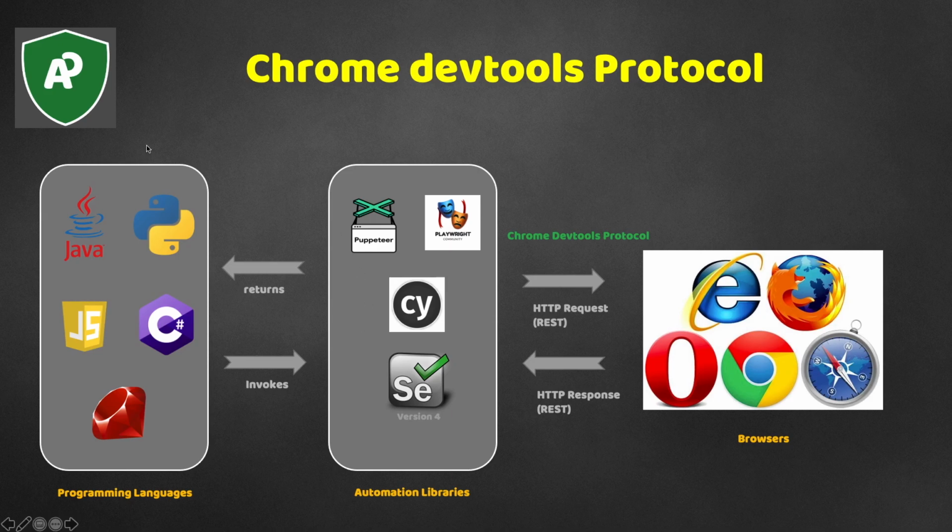As you can see, the programming language, whatever automation scripts you have given, reaches the automation libraries, and from there it sends HTTP requests directly to the Chrome browser or any of the browsers, and then they respond back, which can be dealt with in a way that we need. So these are the major differences that one can see with the Chrome DevTools protocol in comparison with the WebDriver protocol. And that's it.